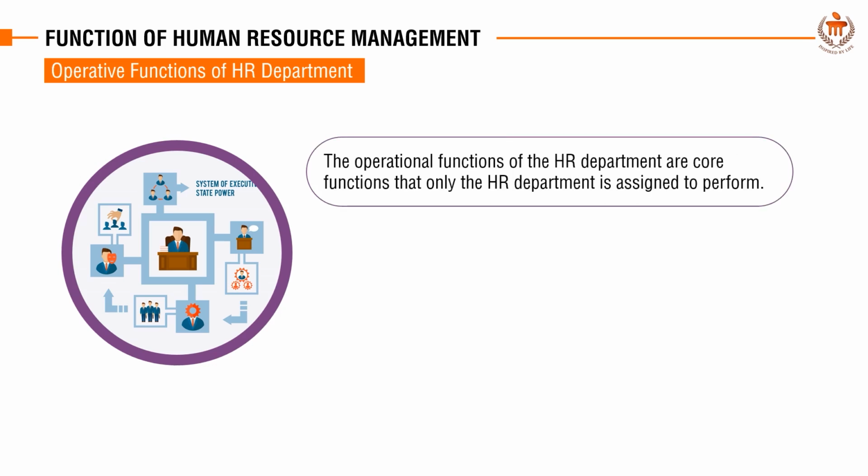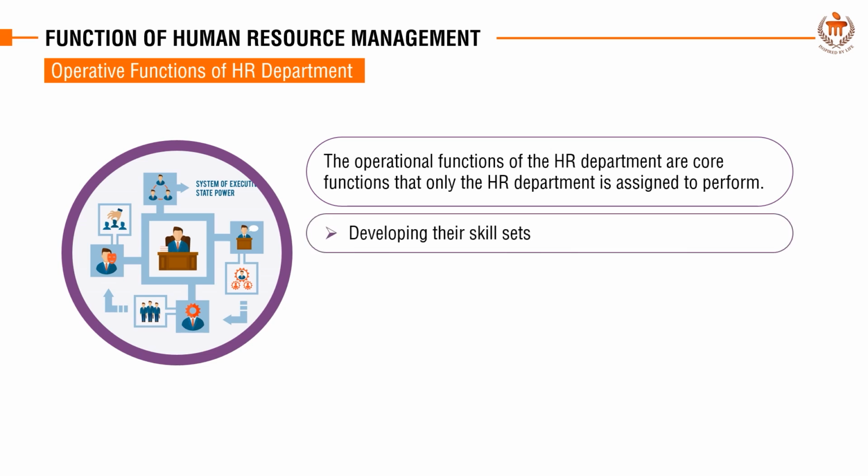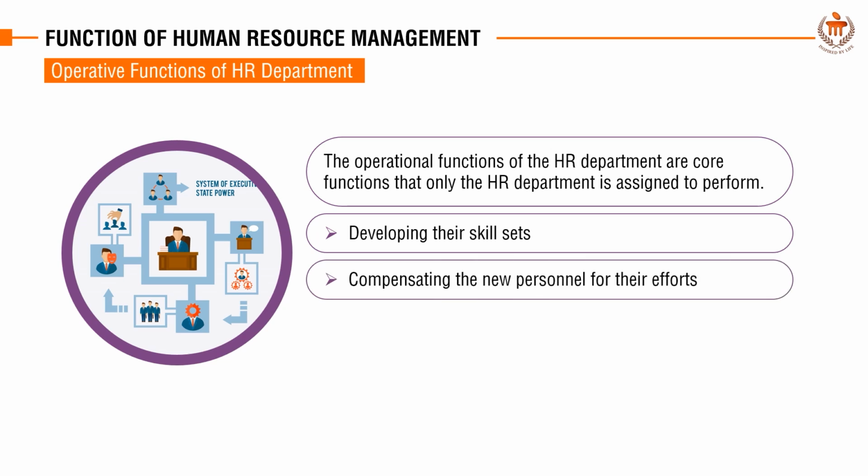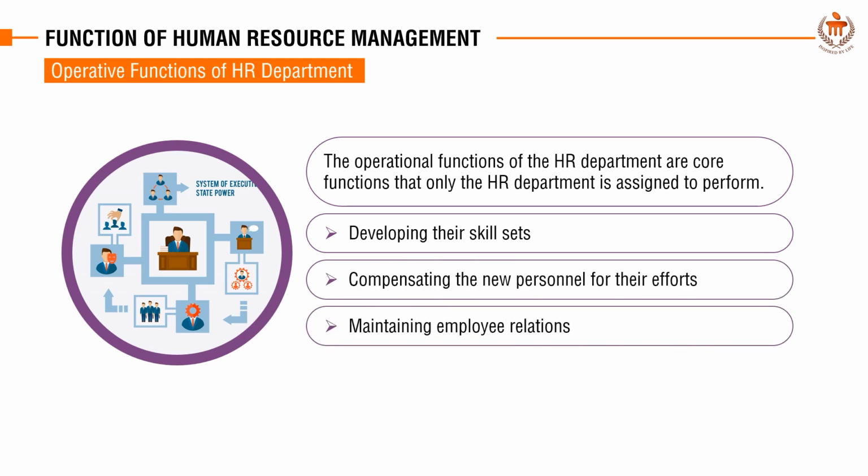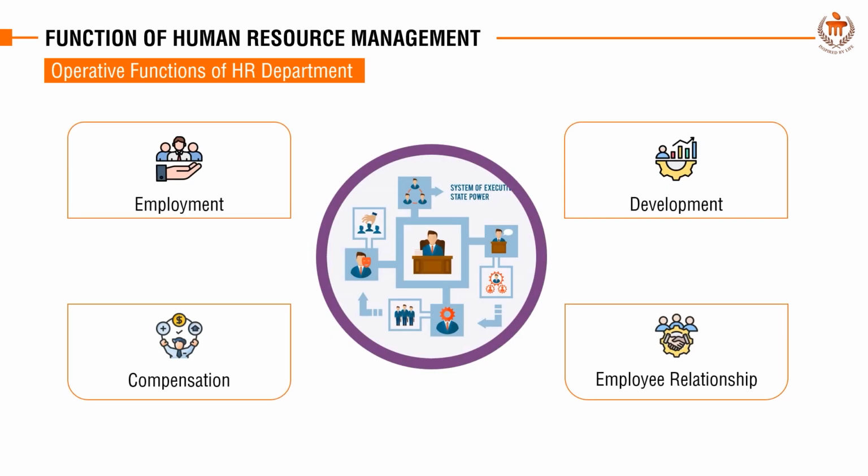The operative functions of the HR department are those core functions that only the HR department is assigned to perform. This includes functions such as hiring new personnel, developing their skill sets, compensating them for their efforts and maintaining employee relationships. This figure depicts that there are four important functions which come under the operative functions of the HR department: employment, development, compensation and employee relationship. Let's discuss one by one in detail all these functions.